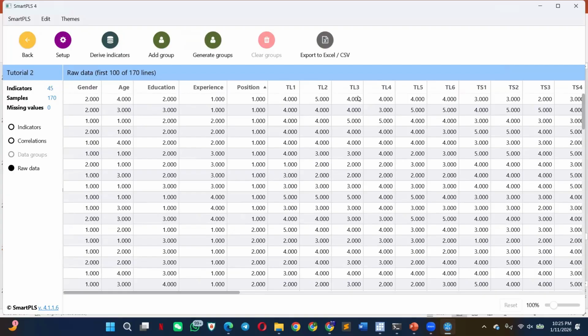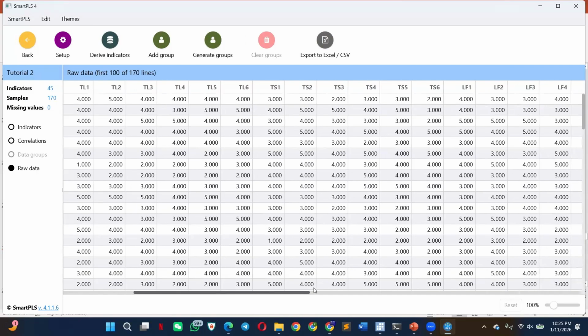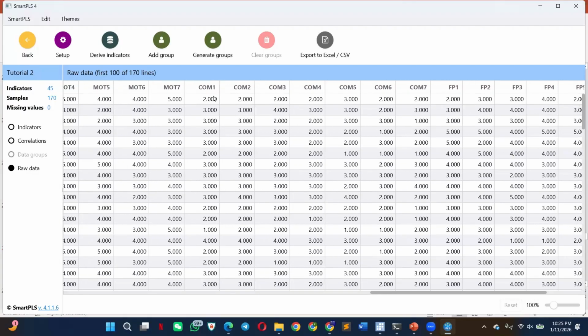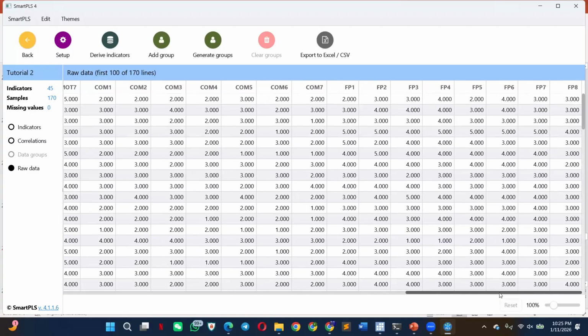Okay. So I think there were about five or six statements that were measuring the construct of transformational leadership. The MOT was, I think, motivation. And then the other variable, COM, is communication or something like that, communication effectiveness. Then FP is firm performance.